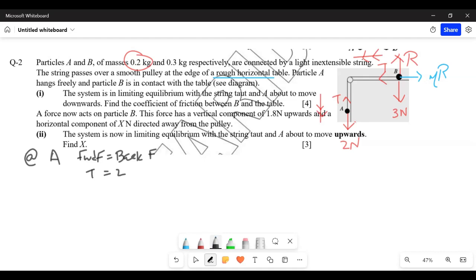Now let's take a look at particle B. T is equal to mu R. T we know is 2, equal to mu, and R is equal to 3 Newtons because this is balancing out this. So R is equal to 3. So mu will be equal to 2 upon 3.